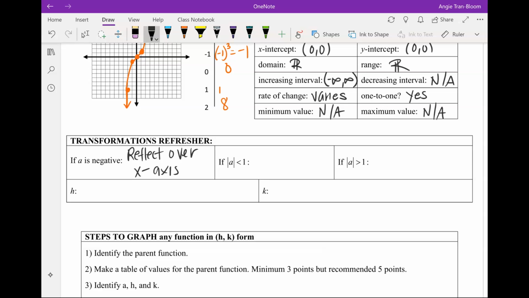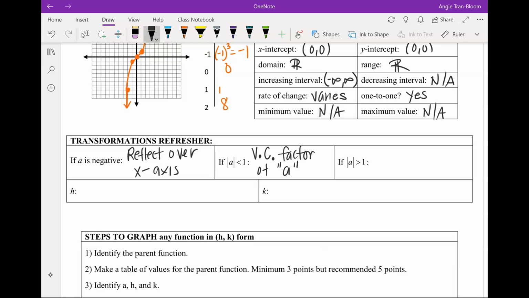Alyssa, if A is less than a value of 1, like a half, a third, what kind of transformation is that? What kind of compression? Vertical or horizontal? Vertical. Right. Vertical compression factor of A. If A is 9/10, it's a vertical compression of 9/10. If A is a half, vertical compression of half.